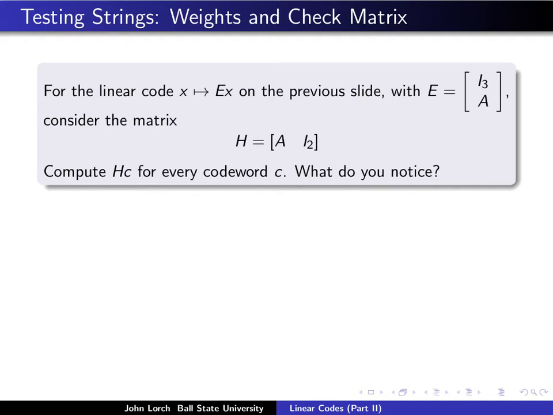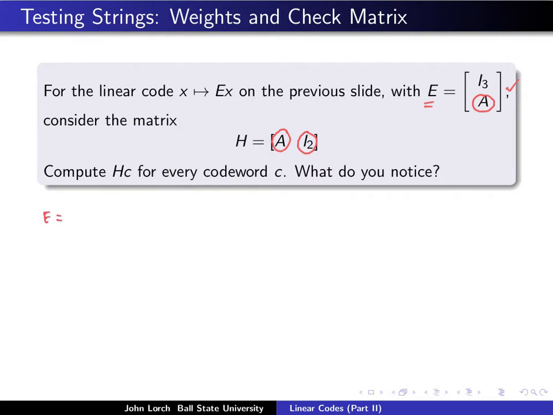Here again, we're going to consider the code that we talked about on the previous slide. Remember that code is formed by looking at the linear combinations of the columns of this matrix E. So what we're going to do is form a new matrix by taking this matrix A from the previous code and putting it next to the identity matrix I2. And then we're going to compute the products H times C for every code word, and we're going to see what happens with that.